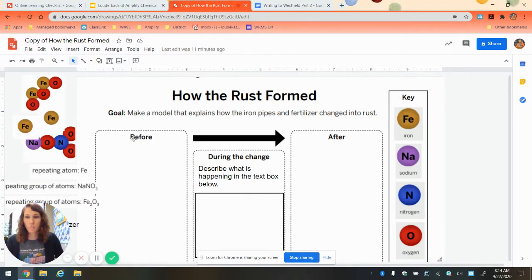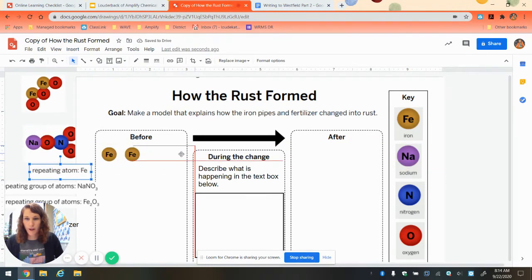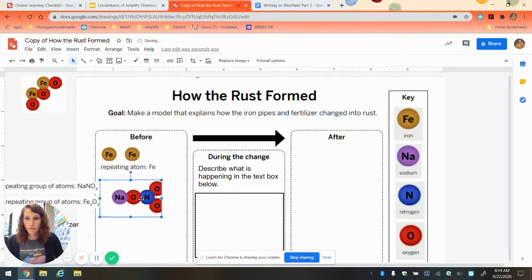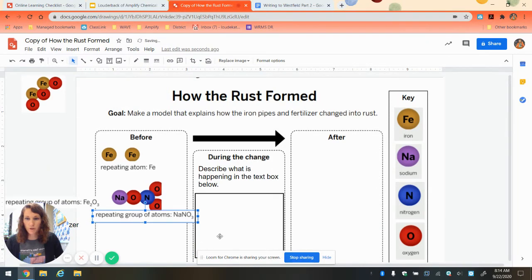This is where I call my reactants. All right. So if you remember, my reactants include iron. That's what makes up the pipe. And that's a repeating group of atoms here. And then the other thing is the fertilizer. Now the fertilizer is known as sodium nitrate, NaNO3. So just slide those over here. So these are my reactants.